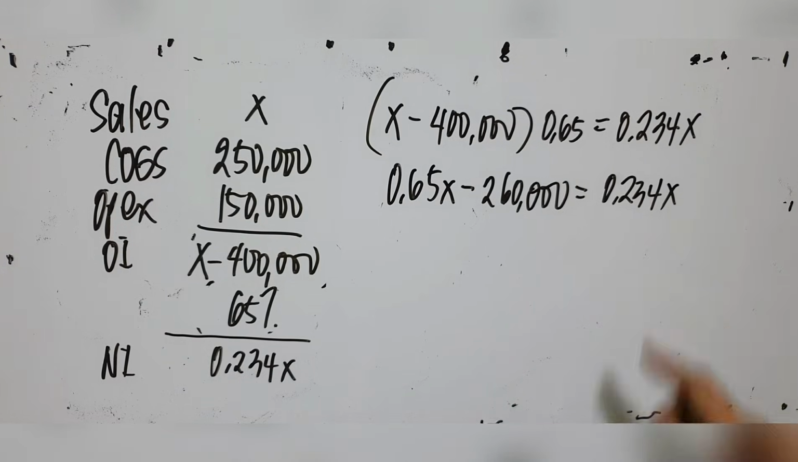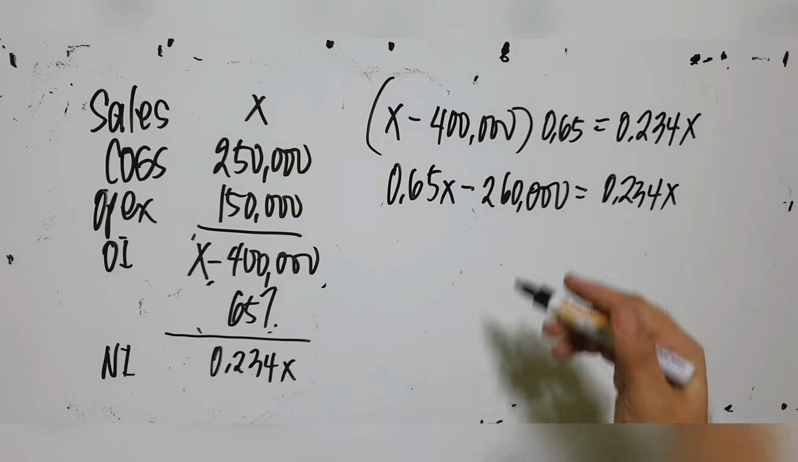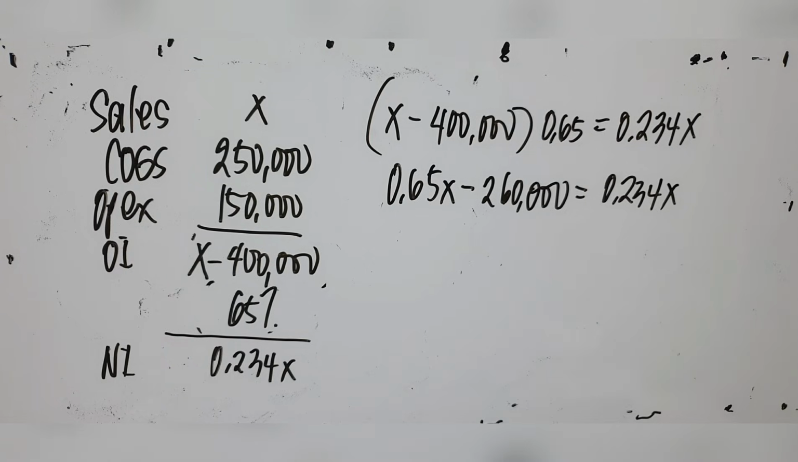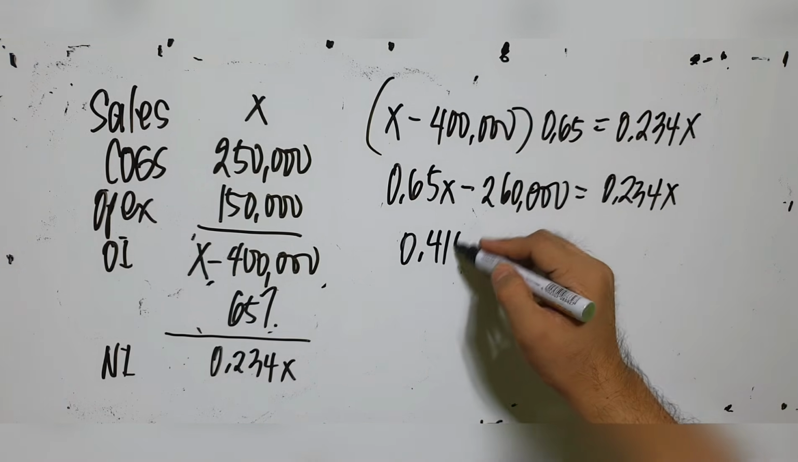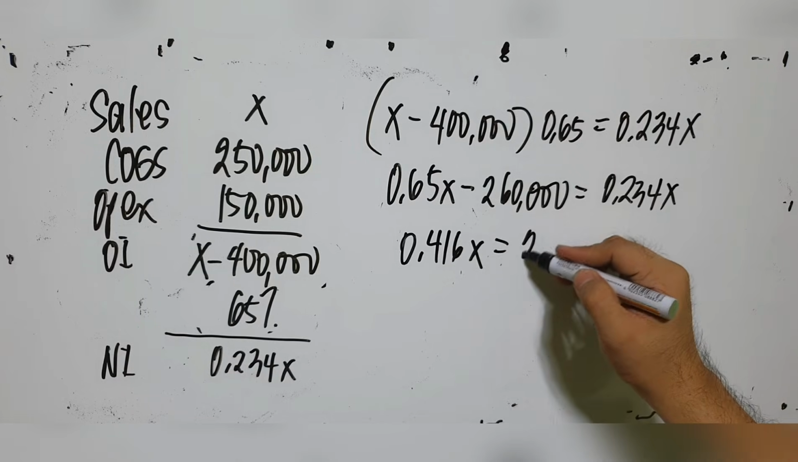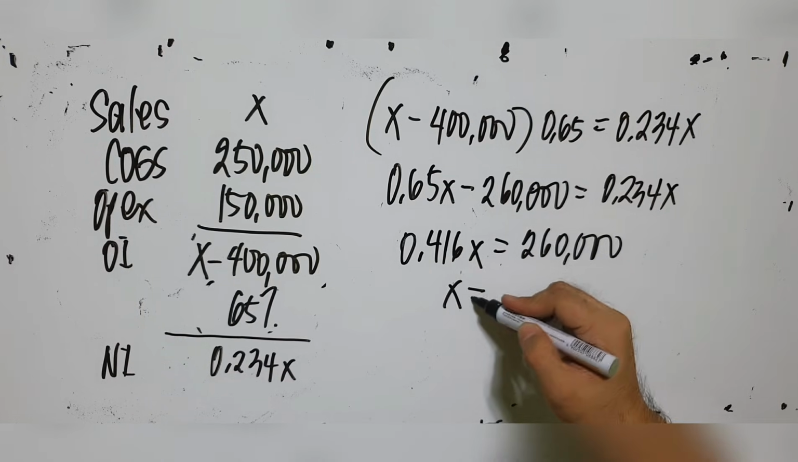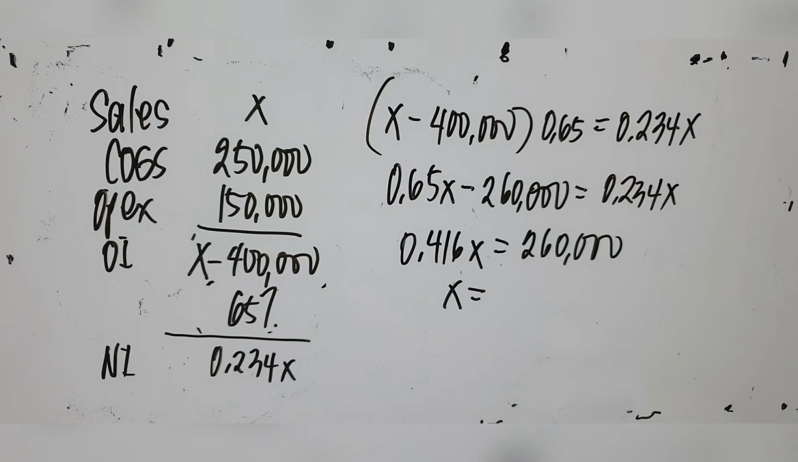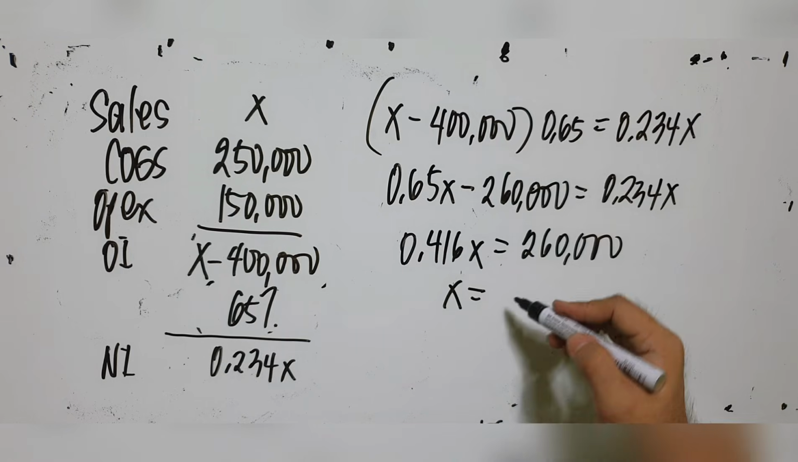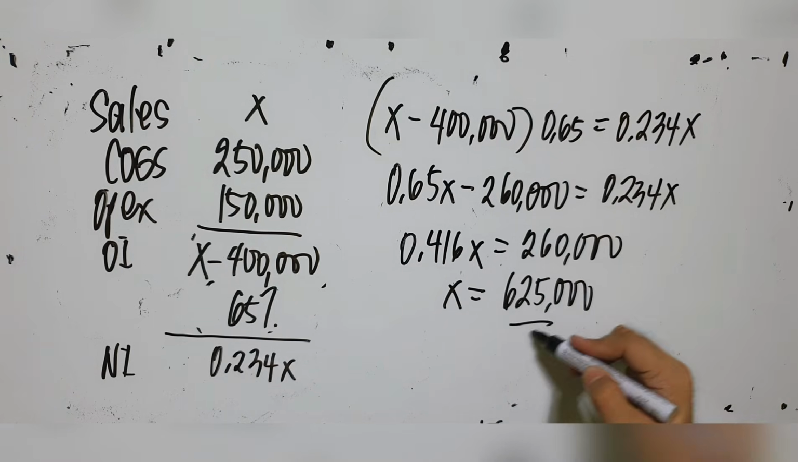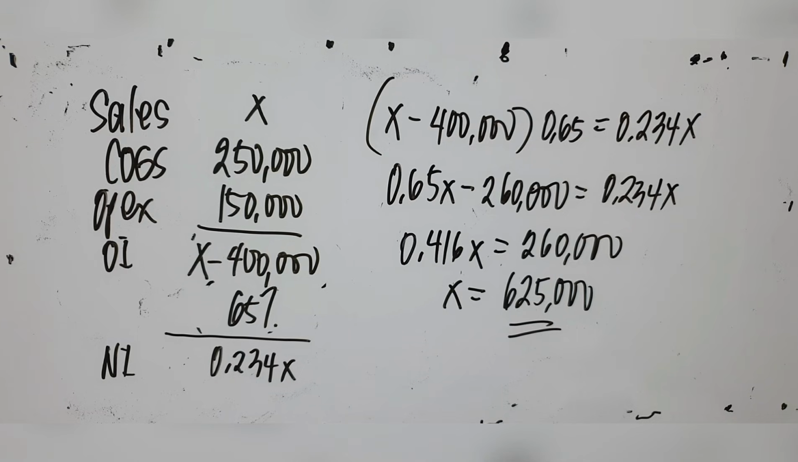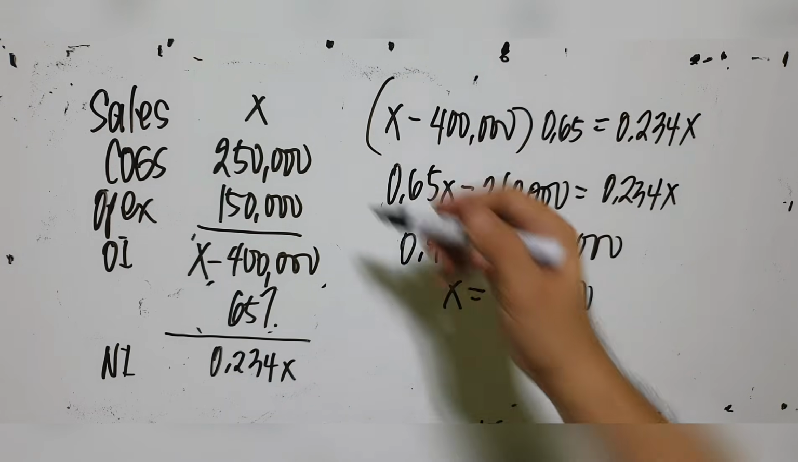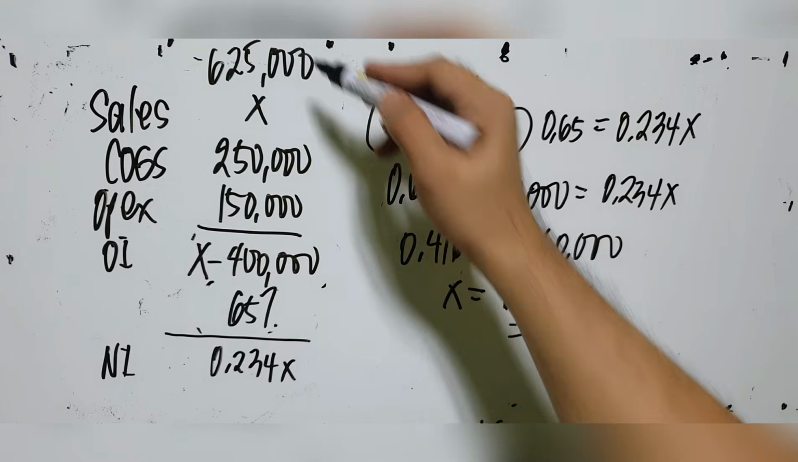0.234x. Pag nilipat natin si 0.234x dito sa kabila, so that would be 0.65 minus 0.234, that is 0.416x is equal to 260,000. So, your X is equal to 260,000 divided by 0.416. So the answer is 625,000. Okay? So let's check. If this is 625,000, ito 625,000.